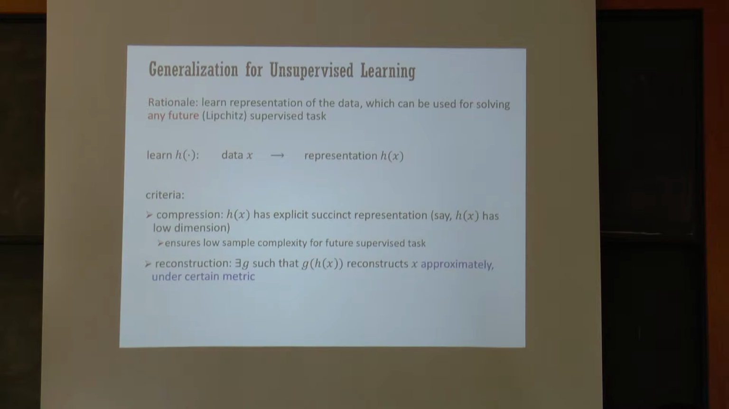Roughly speaking. On the other hand, if that were the only criterion, it would be easy. You could just compress it to anything you want. However, we also want to not lose too much information in this representation. We want to have a decoder G such that if you apply this decoding function after this encoding function, then we can reconstruct the original data approximately under some metric.